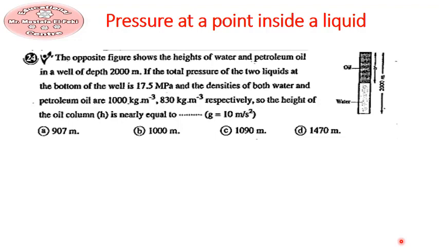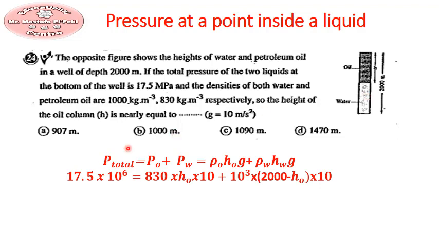So the height of the oil is, at the first, the total pressure exerting on the bottom of the well is the pressure of oil plus pressure of water. So rho Hg of oil plus rho Hg of water. Since the total pressure equals 17.5 times 10 power of 6 to convert from megapascal to pascal, it equals density of oil times the height of oil times G gravity plus density of water times the height of water, which equals the total height minus the height of oil. The height of water h equals the total height minus the height of oil h.